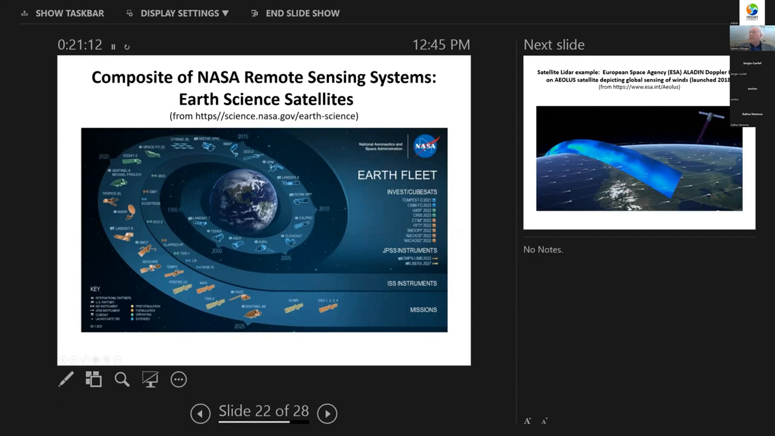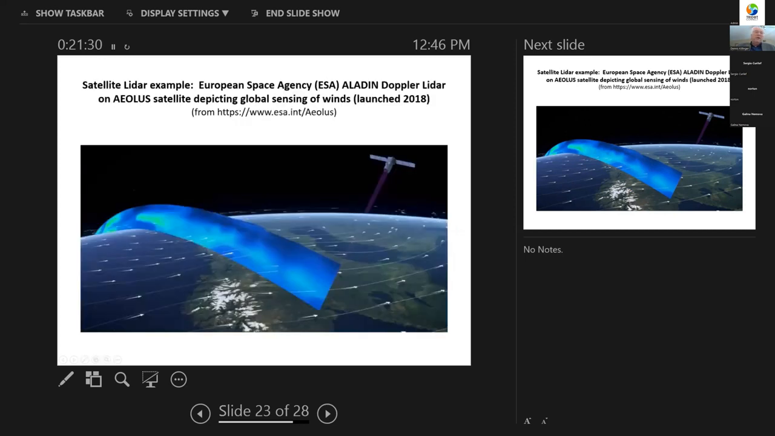And I point these out because there are so many nice large systems that they have planned or are flying in order to give us a better view, and the capability in order to see what is happening on the Earth. This is another one which is in more detail.